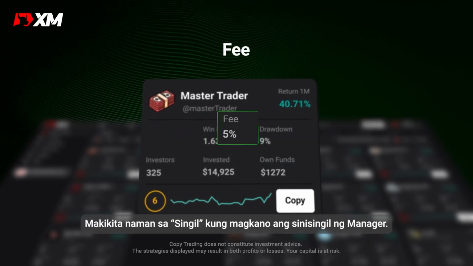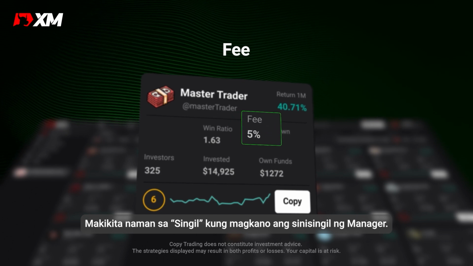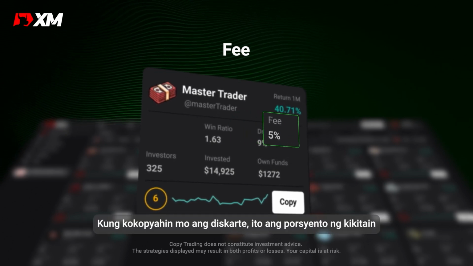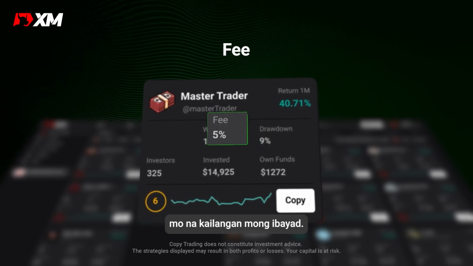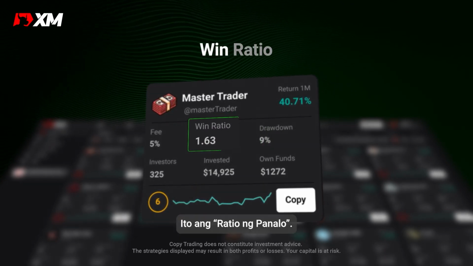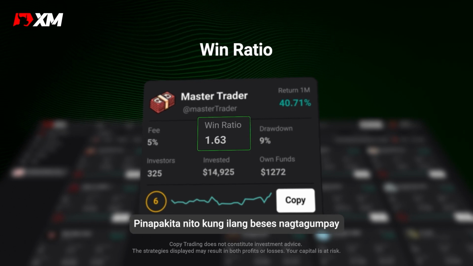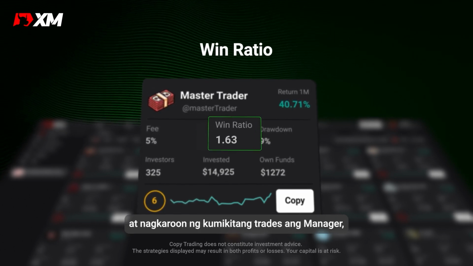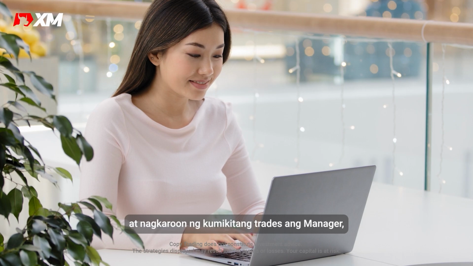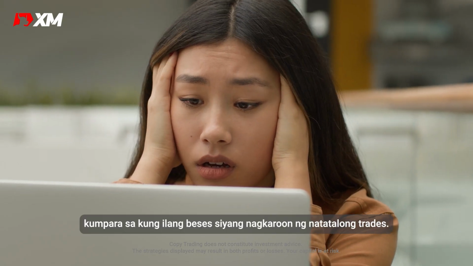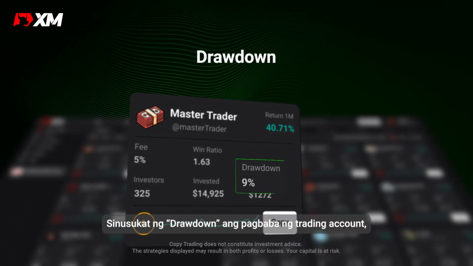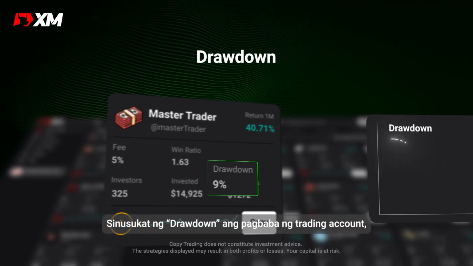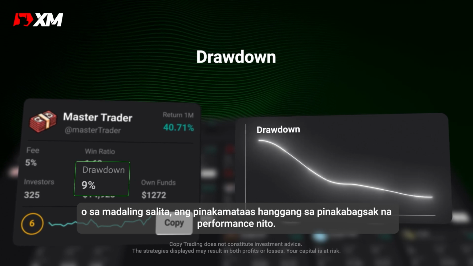Fee shows you how much the strategy manager charges. So if you follow this strategy, the fee is the percentage you'll pay from the profits you'll make by copying it. This is the win ratio. It tells you how many times this strategy manager has had successful money-making trades, relative to how many times they've had unsuccessful trades.